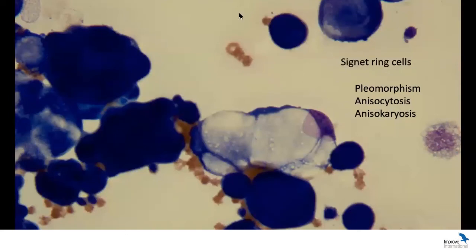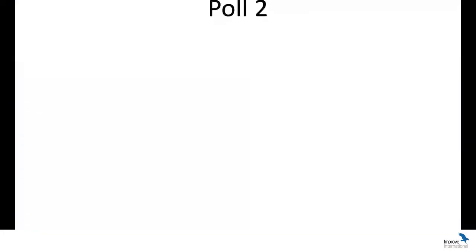Again, more of the signet ring cells, again, more anisocytosis and anisokaryosis. It was fairly easy to find these criteria for malignancy. At least I thought so.